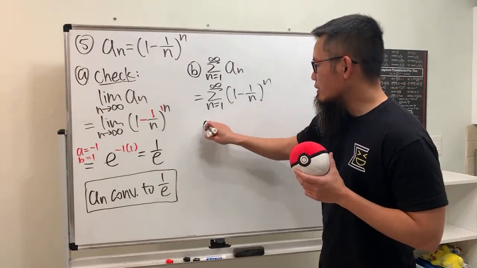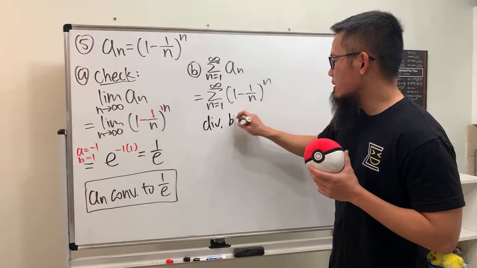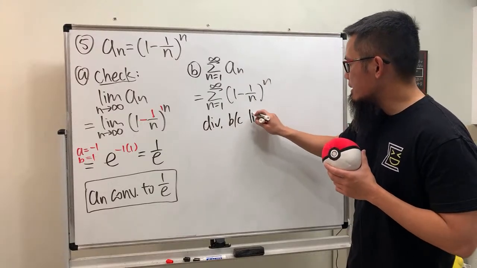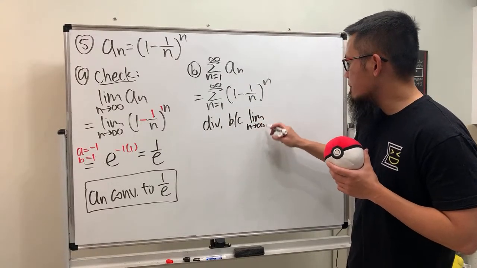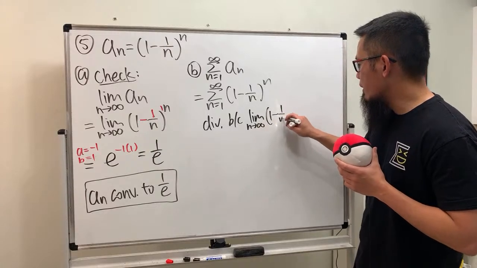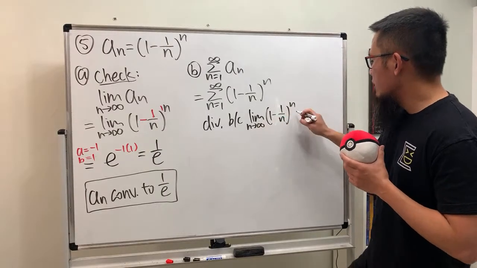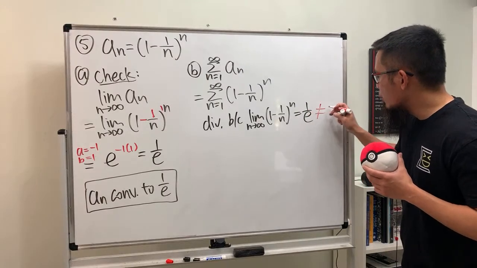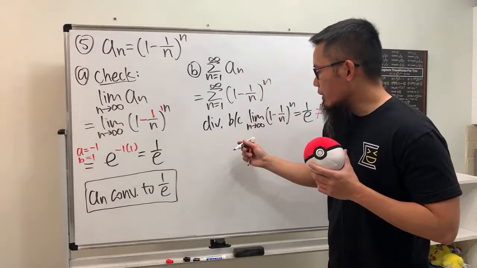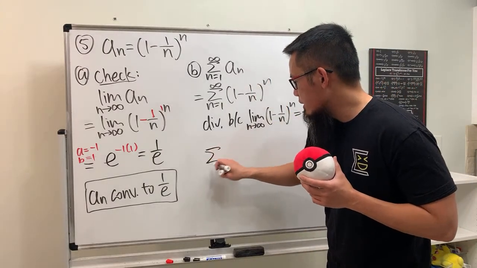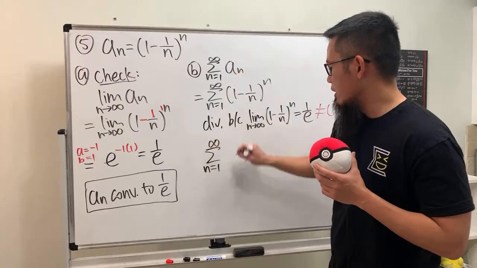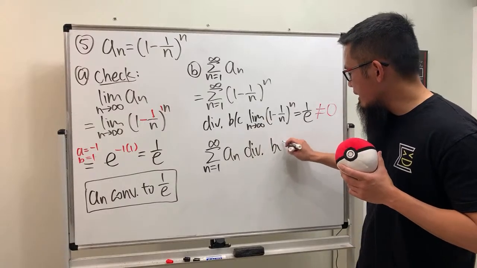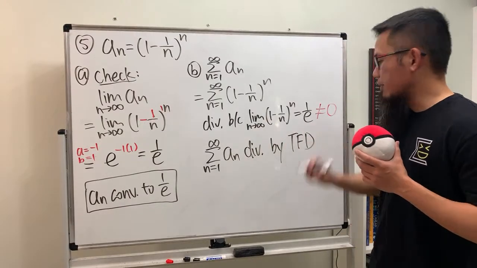Because you know this diverges, since the limit as n goes to infinity of (1 minus 1 over n) raised to the nth power is equal to 1 over e, which is not equal to 0. Therefore, we can just say the series from n equals 1 to infinity of a_n diverges by the test for divergence.